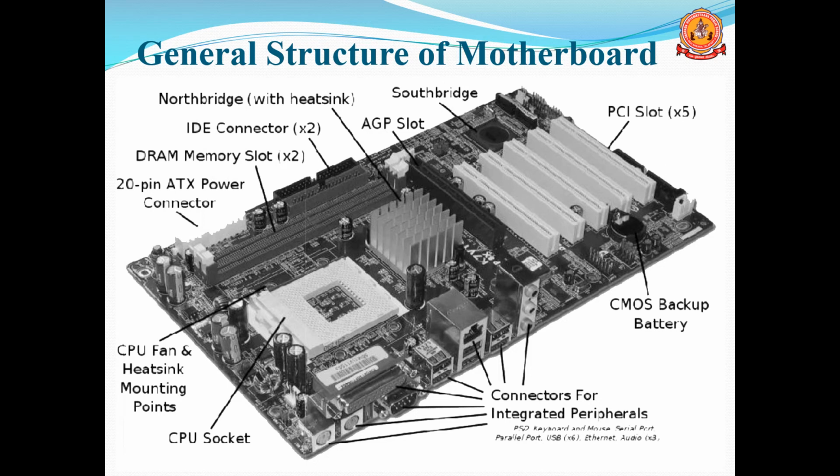Normally high speed devices are connected to the north bridge, and the south bridge has low speed devices: PCI slot, AGP (accelerated graphics port), PCI (peripheral component interconnect), CMOS, and all the external connectors for the integrated peripherals. For example, keyboard, mouse, serial port, parallel port, USB, Ethernet, audio and all; if you want to connect these things, they are connected to the south bridge. So mainly two bridges are available, two chipsets or two ICs: one is north bridge and one more is south bridge.